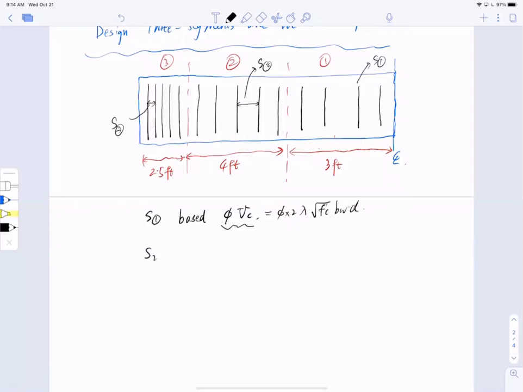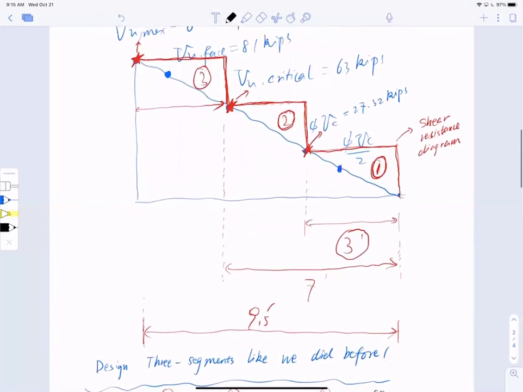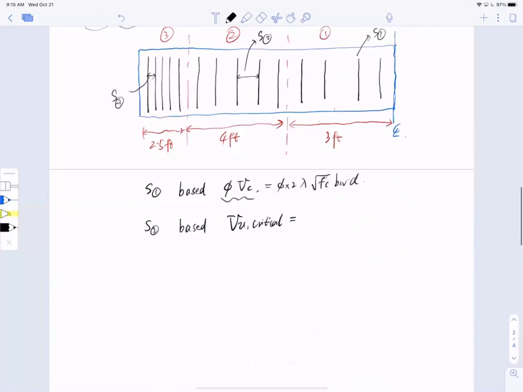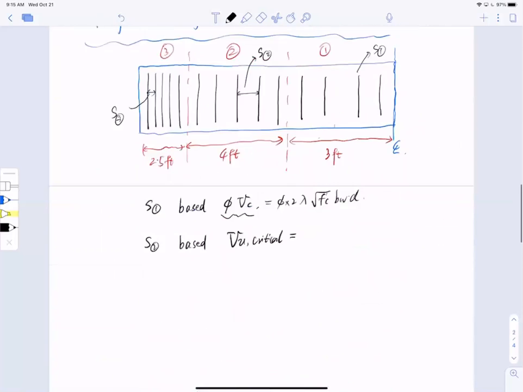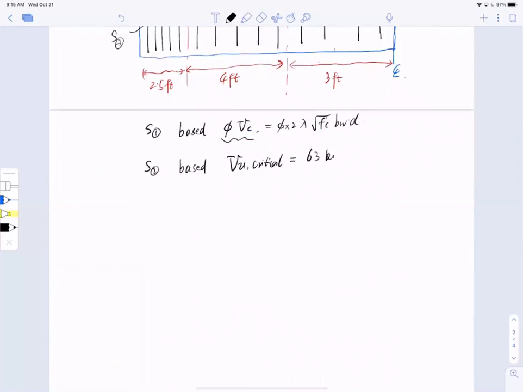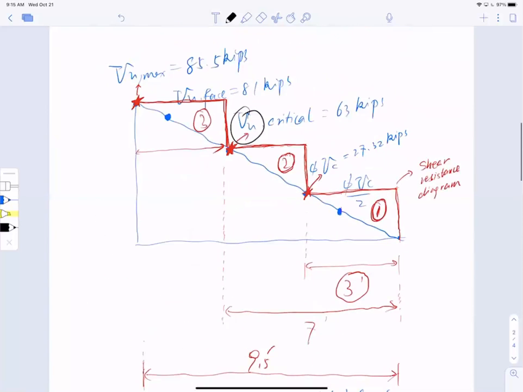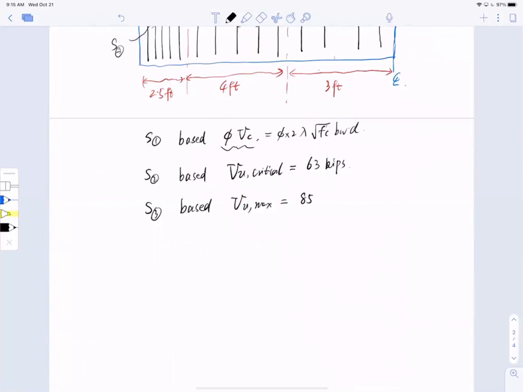So design S2 based on what? Pick out a critical number, right? Remember here, this is 1, this is 2, so based on this one here, VU critical. And what's the number of that? I think that's right down here, 63, so 63 kips. Okay, and S3 based on what? Based on phi VU max, which is, what is the number? Come on, 85.5, 85.5 kips.